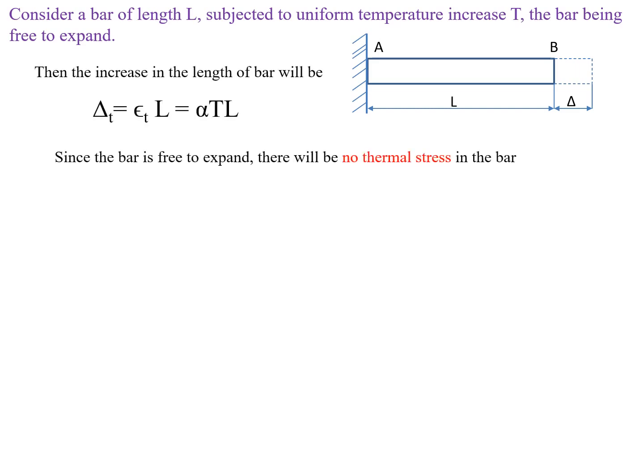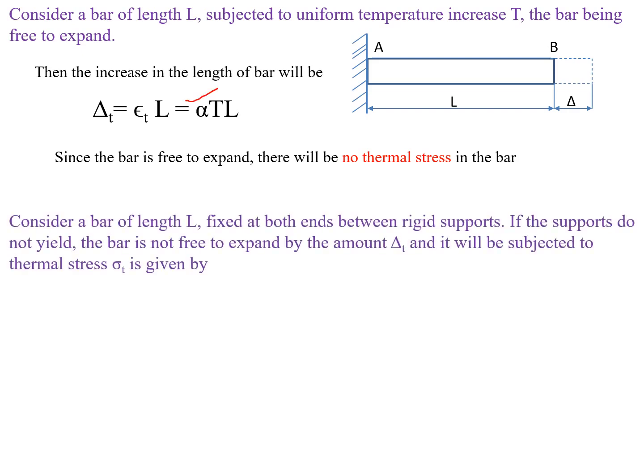And we know the deformation due to the temperature rise capital T, that is delta T equal to alpha T L. So once again we have to write down the deformation by the temperature rise, that is delta T equal to alpha T L. Here alpha is the coefficient of thermal expansion.